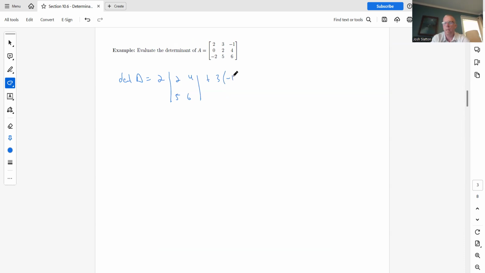+3 times -1. This is the first row, second column, so that'd be to the 1 plus 2 times the determinant, delete the first row and the second column. So we have 0, 4, -2, 6. And then -1 here, and then times the -1. This is the first row, third column. And then times the determinant of the other entries, I guess we could say. So 0, 2, -2, 5.